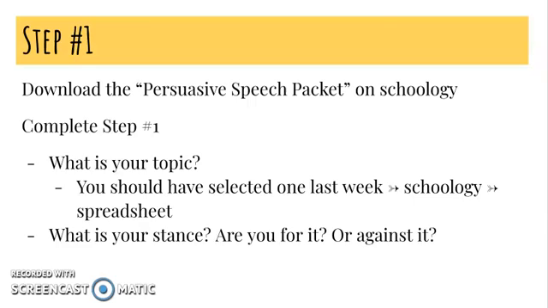The first part of the packet is called Step 1, where you basically give me your name and your chosen topic, which you should have selected last week through the Schoology spreadsheet for your class. You also need to tell me the stance of your topic. So are you for it or are you against it? Pro or con. You need to circle that in the Step 1 area of your worksheet.